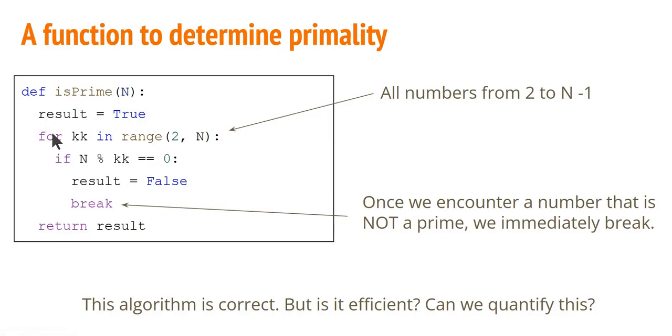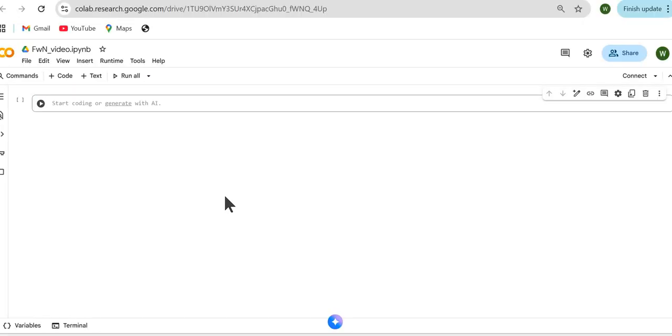So you can imagine that this loop is going to run, say, 2 until n minus 1. Every number is being checked, and the moment I find that there is a factor, I just break out. That seems to make sense, right? This algorithm is correct. Is it efficient? Can we quantify this? But first, let's convince ourselves that this algorithm is indeed correct, right? So I get to my Google Colab environment. I have created a notebook here to demonstrate this whole thing.